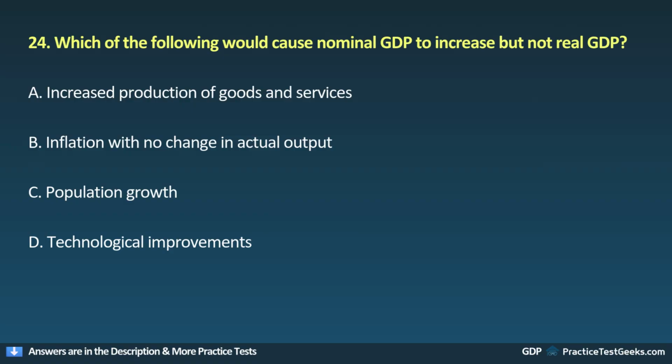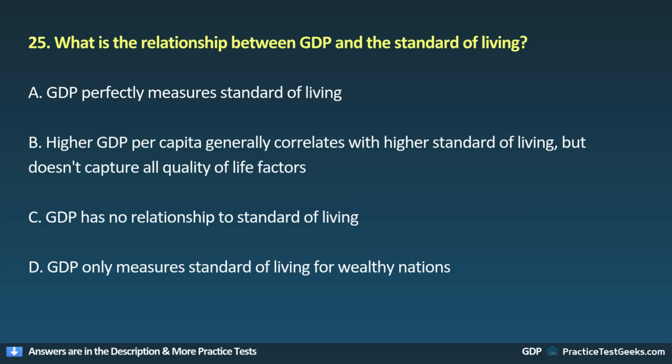24. Which of the following would cause nominal GDP to increase but not real GDP? A. Increased production of goods and services. B. Inflation with no change in actual output. C. Population growth. D. Technological improvements.